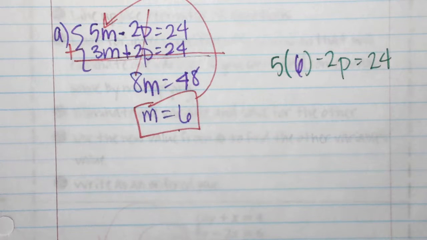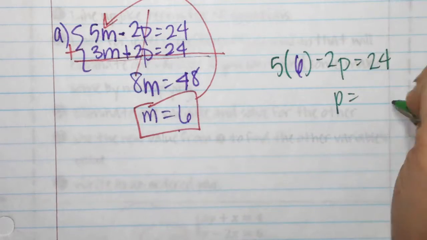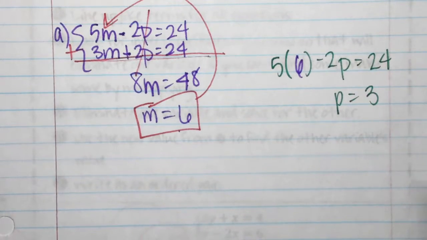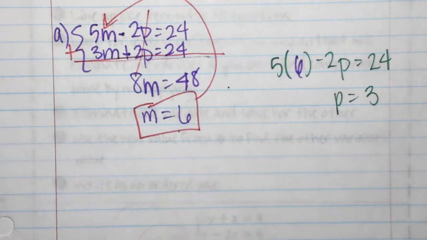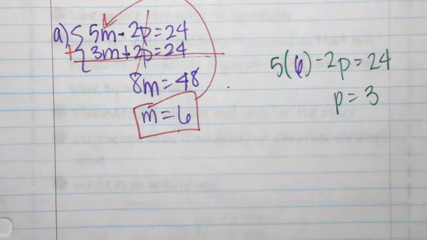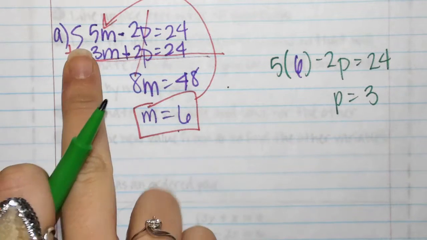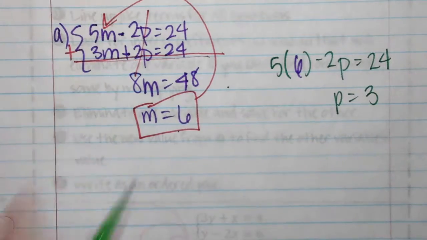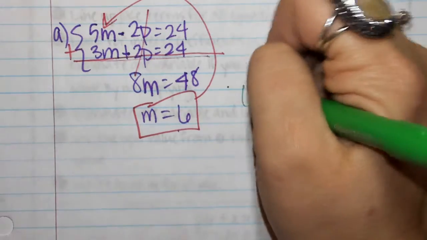First person done, raise your hand. Who had their hand up first? Yes, P is equal to 3. So then now, we're not done. How do we write our answer? As a coordinate. And you always write the variable first, like alphabetical order. So it would be 6, 3.